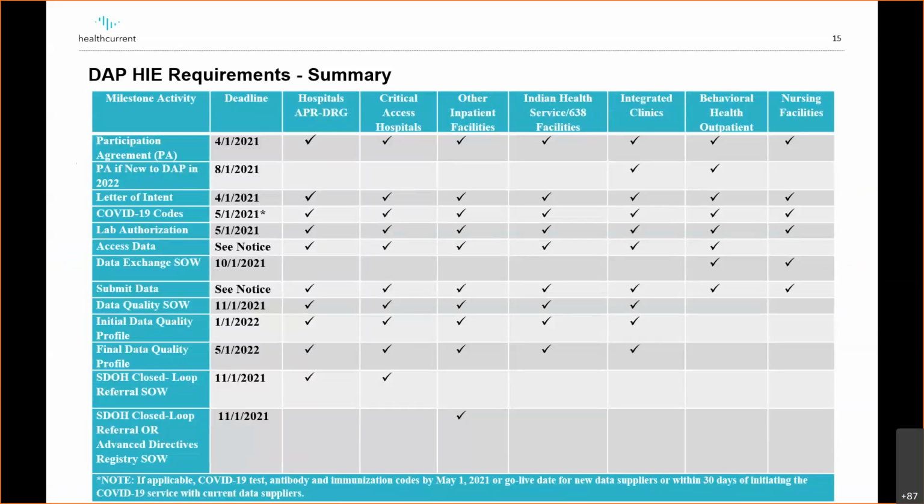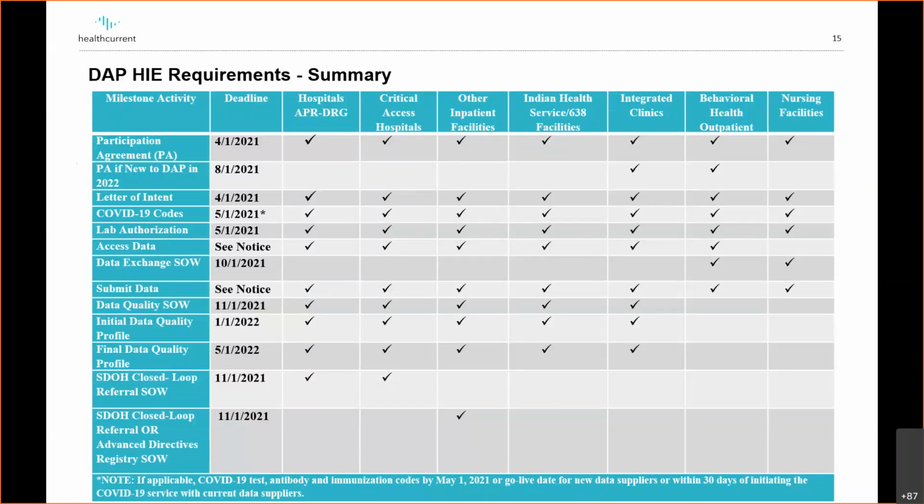All right, so now we kind of get into the meat of it as far as what the DAP HIE requirements are. And again, this is broken down by each of the provider types. We're going to really be focused on the last three columns here with the integrated clinics. We'll just go with that one first.